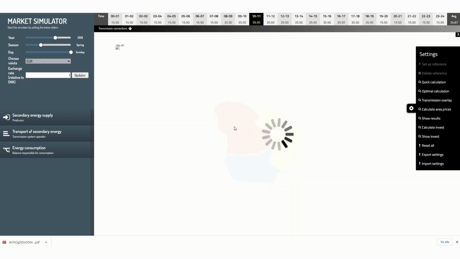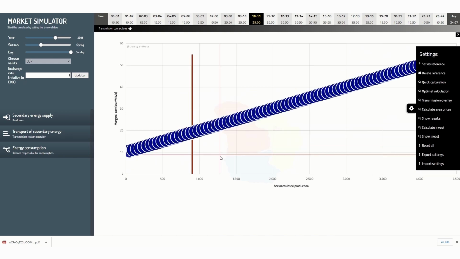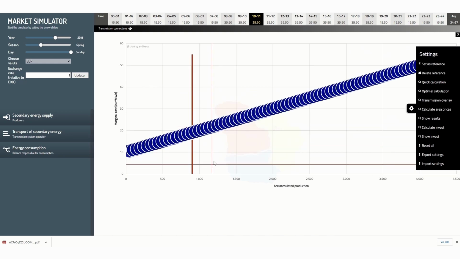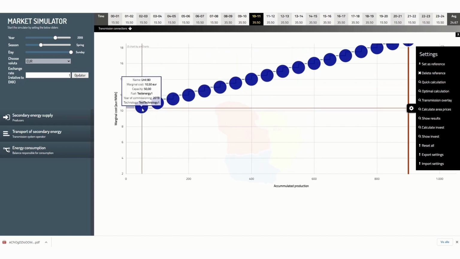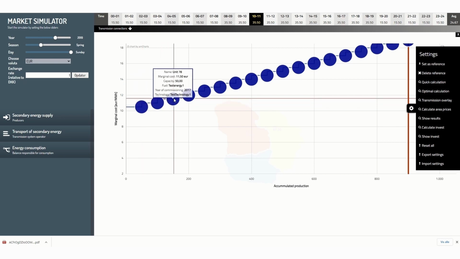And if I click here, you can see that we have approximated the straight line in the textbook with a staircase curve here. We have a lot of power plants here, and each power plant has a capacity of 50 megawatts. You can see the price here is 10.5. If you go 100 megawatts up here, the price is 11.5. So for each 100 megawatts, the price will increase by €1 per megawatt. And that is the same as in the textbook.